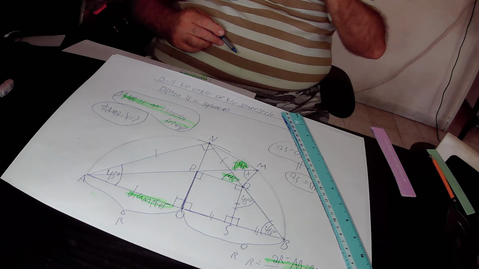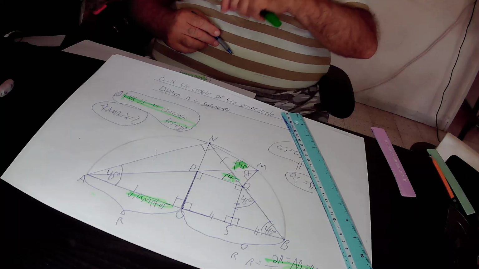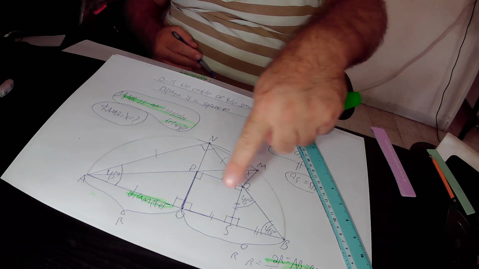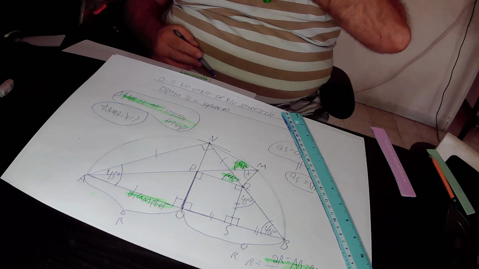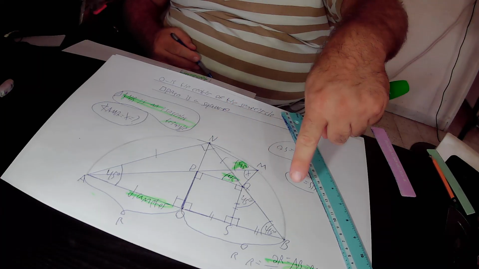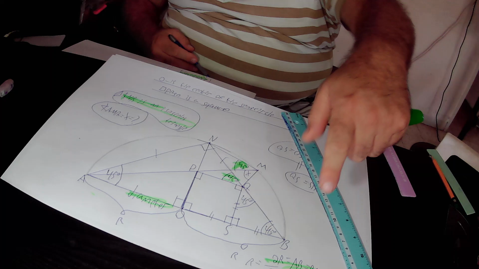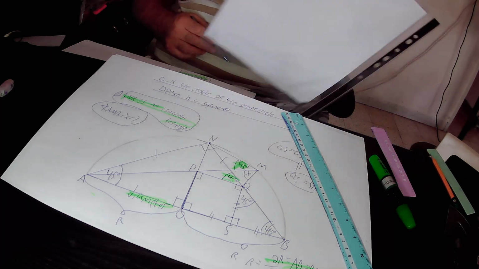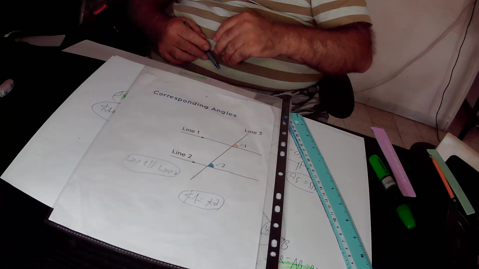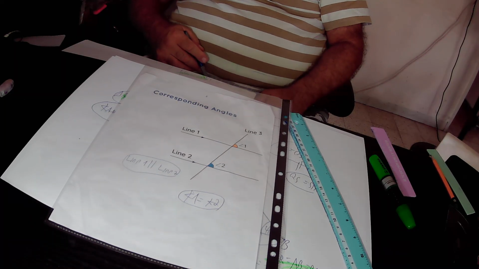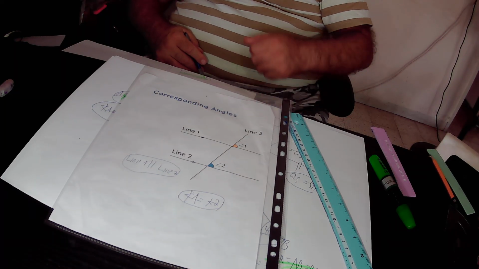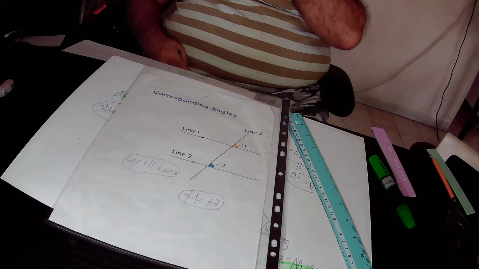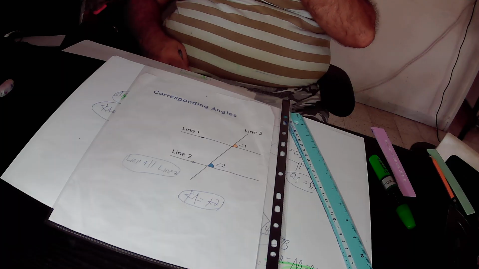We know that the opposite sides of a square are parallel to each other. So in square PQSO, side PQ is parallel to the opposite side OS. And we have the rule that corresponding angles in congruent triangles are equal to each other.